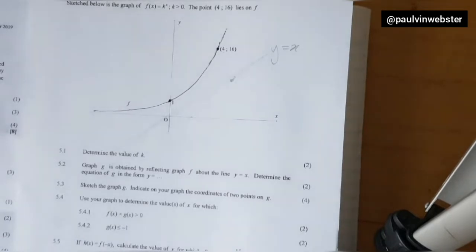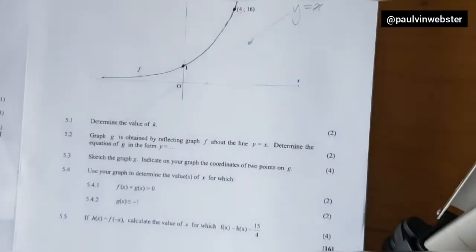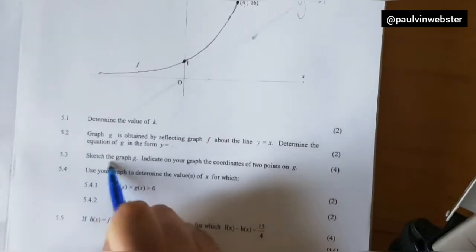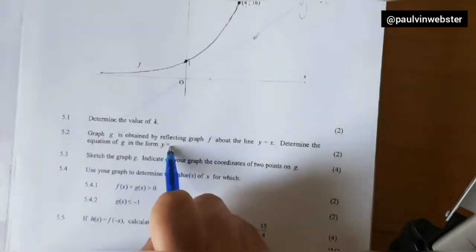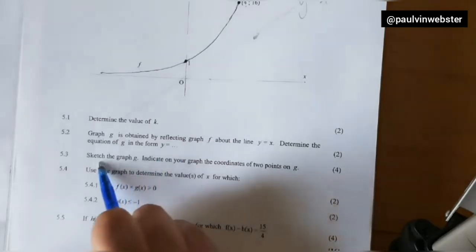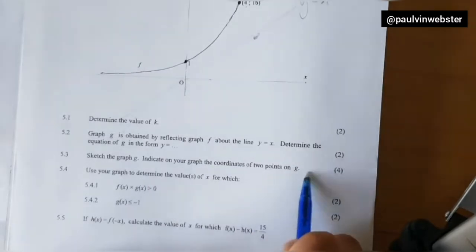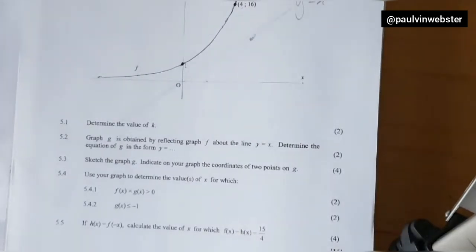Okay, got it, got it, got it. I hope that is clear. Let's move on to the next one. Okay, so here, can I zoom in a little bit? Okay, in this one, sketch the graph of G. Indicate on your graph the coordinates of 2 points on G. Okay, so 5.3, this one is worth 4 marks, quite a lot of marks. I'm going to give you a 1 minute head start.